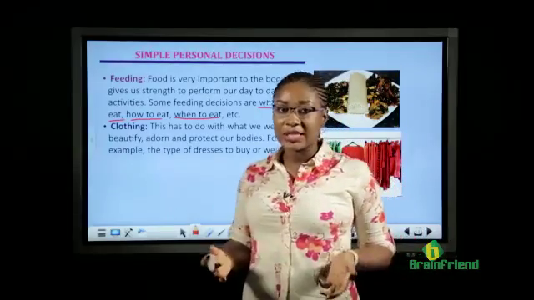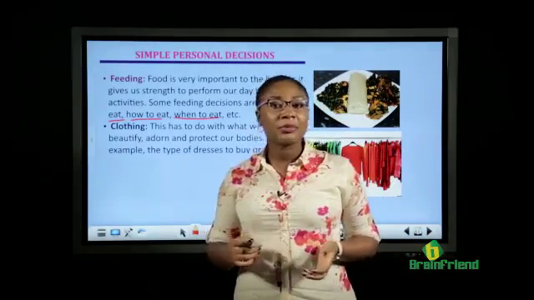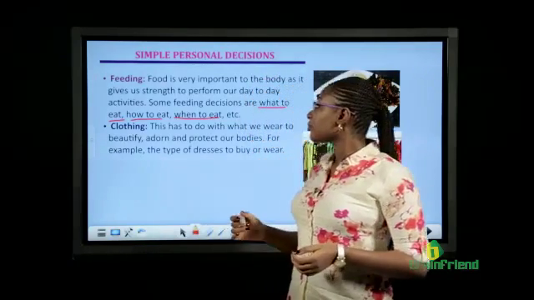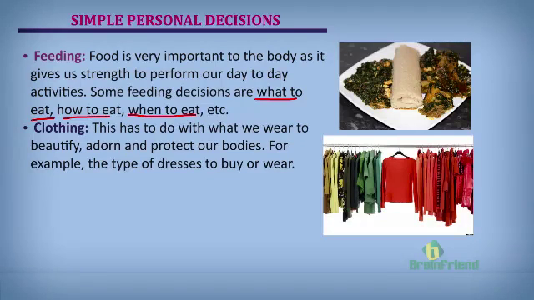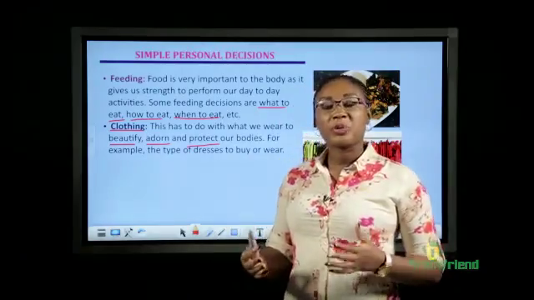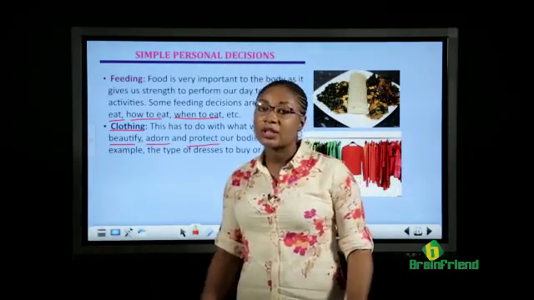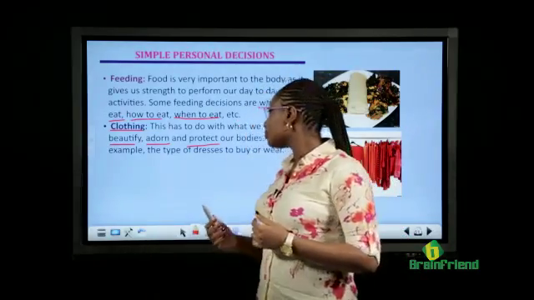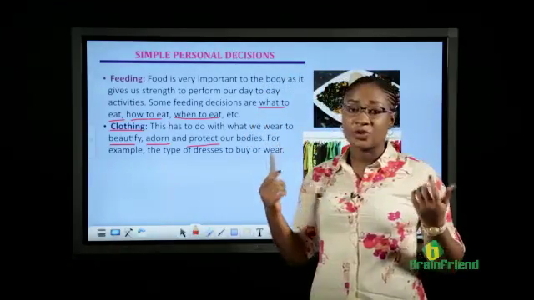You need to know what you're eating, how you're eating, and the timing when you eat the food is a personal decision. The second example is clothing. We said clothing has to do with what we wear that beautifies, adorns, and protects our bodies. For example, a decision that you can take is what you wear. Some people prefer wearing a long cloth, while some prefer their clothes short. It's your personal decision.